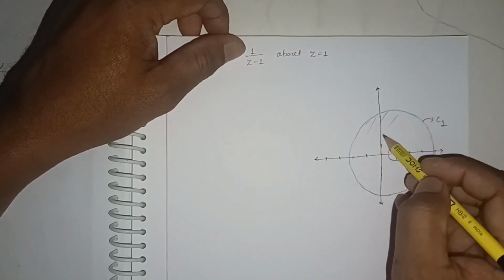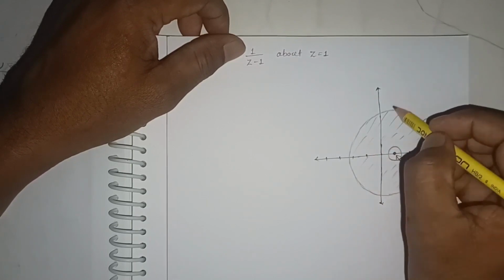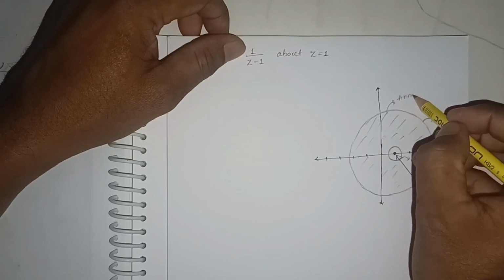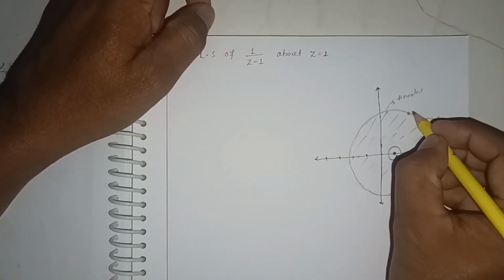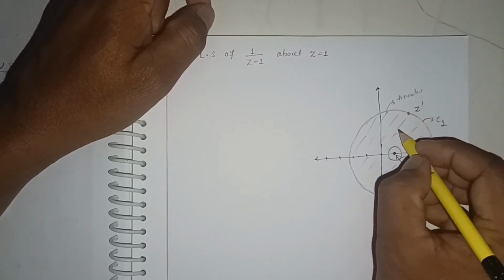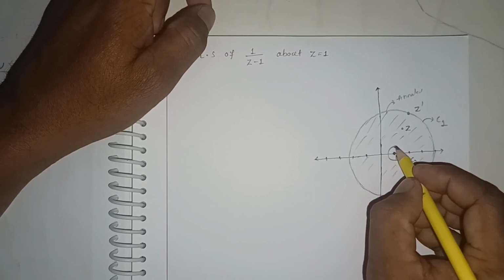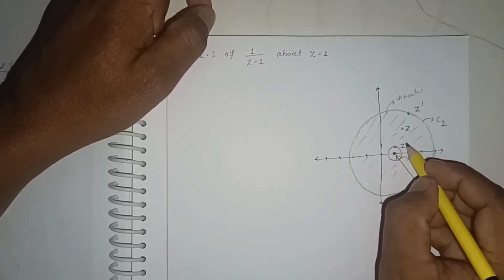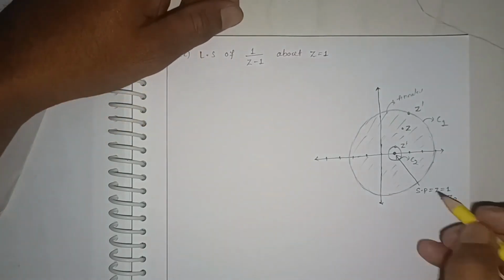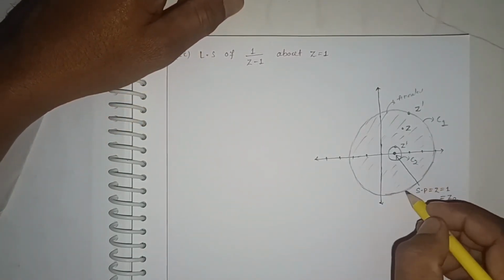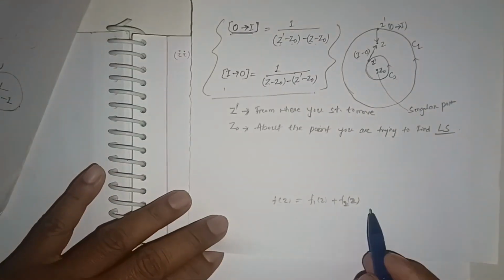So inside these two circles, in this annulus, the function is analytic. Here we consider any arbitrary point, z. On this circumference also we consider a point, which is z dash. Okay, the first part of our work is completed. Then we go for finding f1(z) and f2(z).